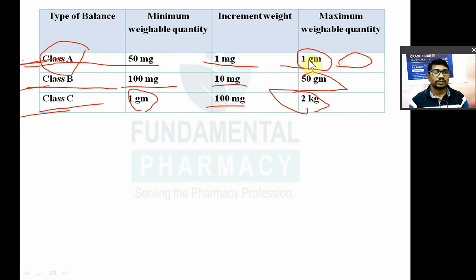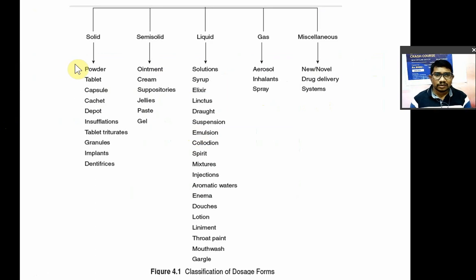Class B is the same: minimum 100 mg and maximum 50 gram. You can weigh 10, 20, 30, 40 grams. But if you want to weigh more than 100 grams, you have to use class C balance. If the weight is more than 100 grams, weigh it on that. It is again very important. Now different dosage forms.